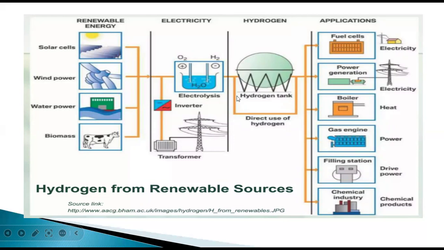hydrogen tank. Direct use of hydrogen, we can store hydrogen here, and then it can be utilized like this. From this hydrogen, we can use it in different types of applications. So hydrogen is used in hydrogen fuel cells, hydrogen power stations, power generating stations, boilers, gas engines, filling stations, and the chemical industry. Like this we can use it. So this is for hydrogen generation from renewable sources.